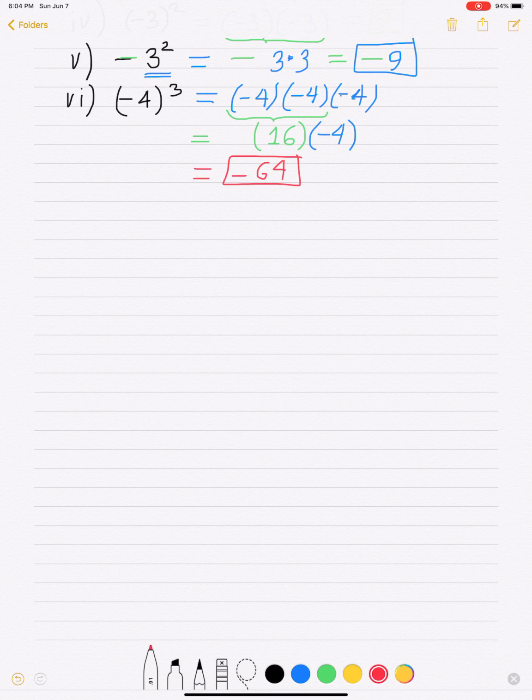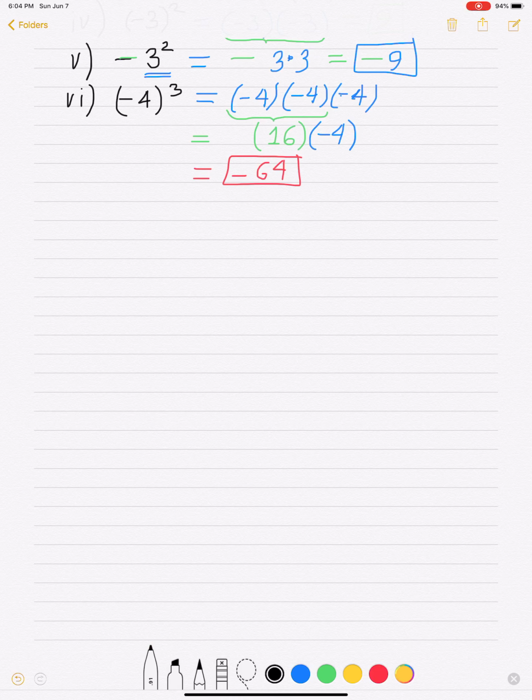All right. So notice that when we have a negative in parentheses to an odd power, we're going to have a negative outcome. Pretty neat, huh? That'll always be the case. If you have a negative in parentheses to an odd power, you're always going to have a negative outcome.